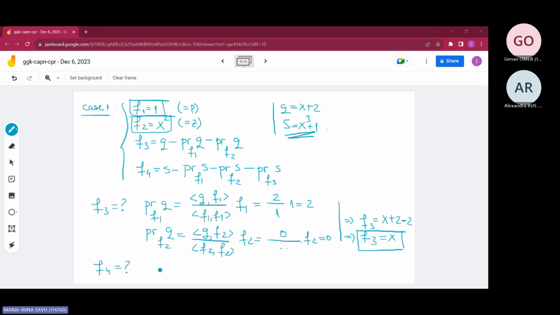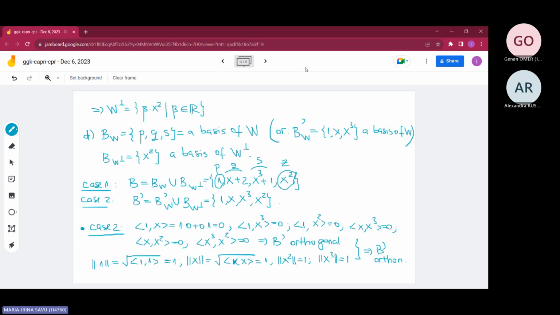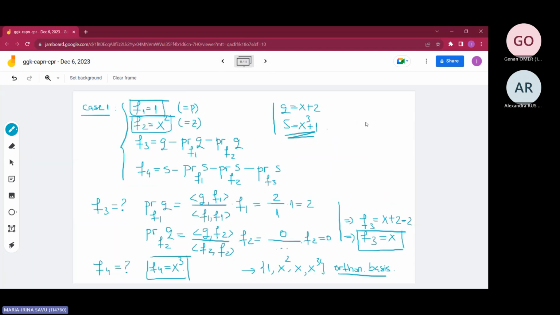Have you finished the computations? Yes, F4 is x cubed. Exactly. So actually, the basis that you get is 1, x squared, x and x cubed, which is an orthonormal basis. So you get the same basis as you have in case 2. Okay, do you have questions?